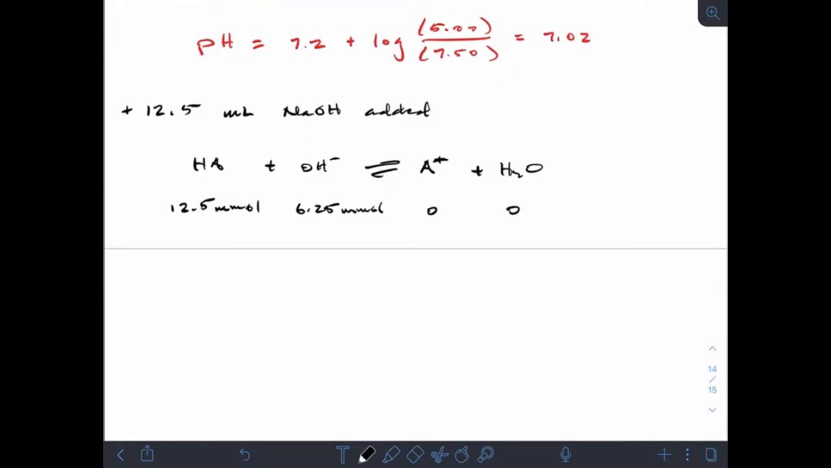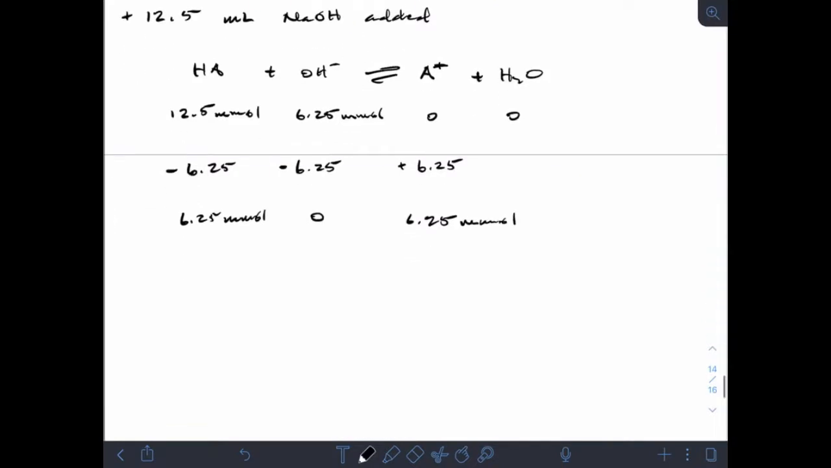I still have more acid than base, so the base is just going to get neutralized. Right, so in my equilibrium line, I'll have 6.25 millimoles of acid left, no base left, and now 6.25 millimoles of conjugate base. Right? So again, I've got some acid and its conjugate base, nothing else, so Henderson-Hasselbalch again. Log of the base over the acid.